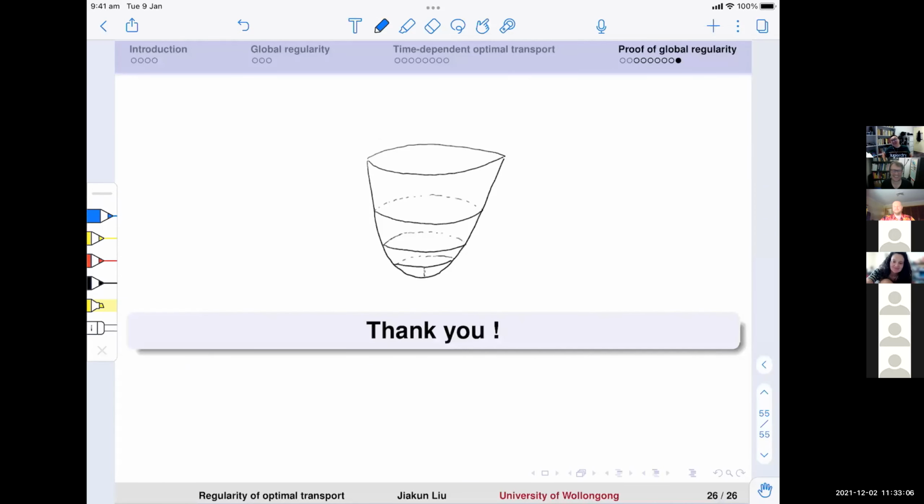Thank you, Jiakun. It's a very nice application. You are basically using optimal transport to derive stronger regularity conditions for a variational problem where you already have solutions, but to derive better regularity, you use optimal transport methods. I think this is a very nice idea.